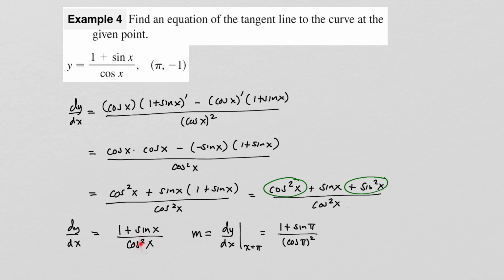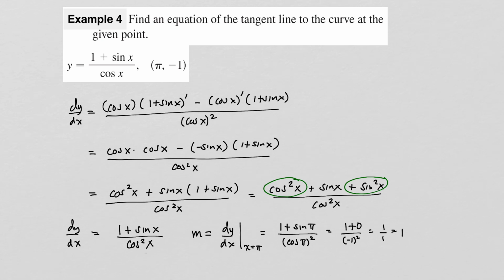So remember, when you're squaring a trig function like this, it can be helpful to think of it in this way. Now, we know that sine of pi is 0 and cosine of pi is -1. And so we end up getting 1 divided by 1, which is 1.